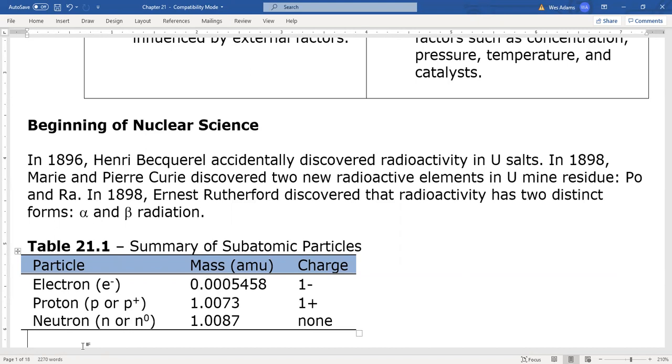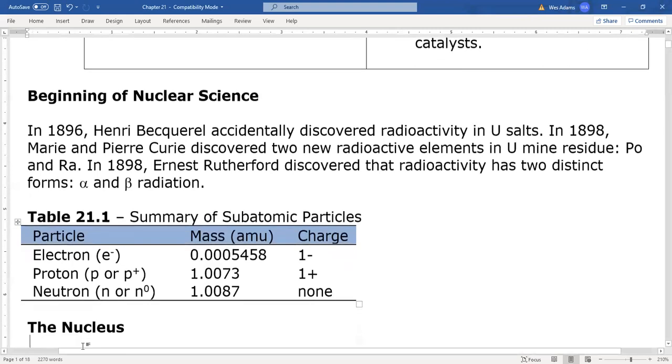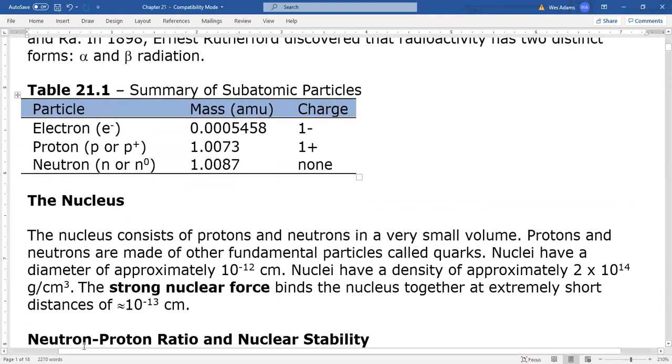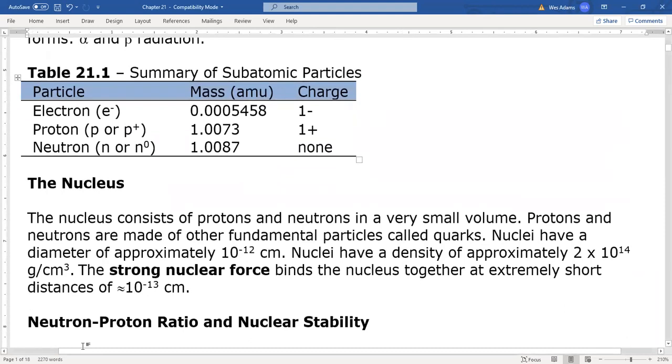Protons are +1, and while we kind of said 1 first semester round off, it's 1.0073. The neutron is neutral, and it's close to 1 again, but 1.0087. We do need those precise masses for a calculation we'll do later in the video. So the nucleus consists of protons and neutrons within a very small volume. We have to keep those positively charged particles away from one another.